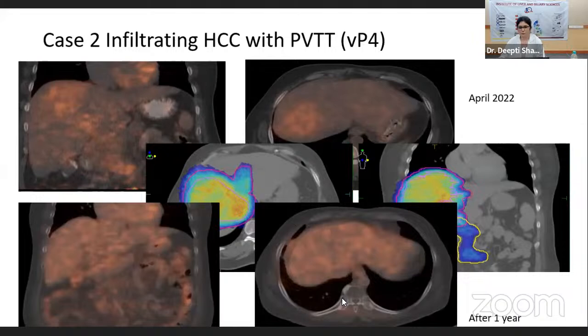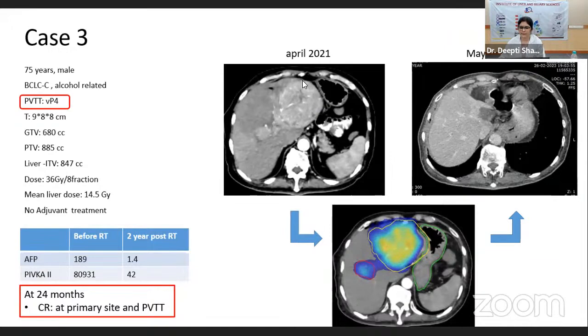Case 3, a large tumor in the left lobe, with portal vein tumor thrombosis, VP4, and there was contralateral portal vein involvement as well. He is an elderly male of 75 years with VP4. We treated the main tumor and the portal vein tumor thrombosis as well. Even after 2 years, the patient is doing well. The point is that the patient is not on any adjuvant therapy.